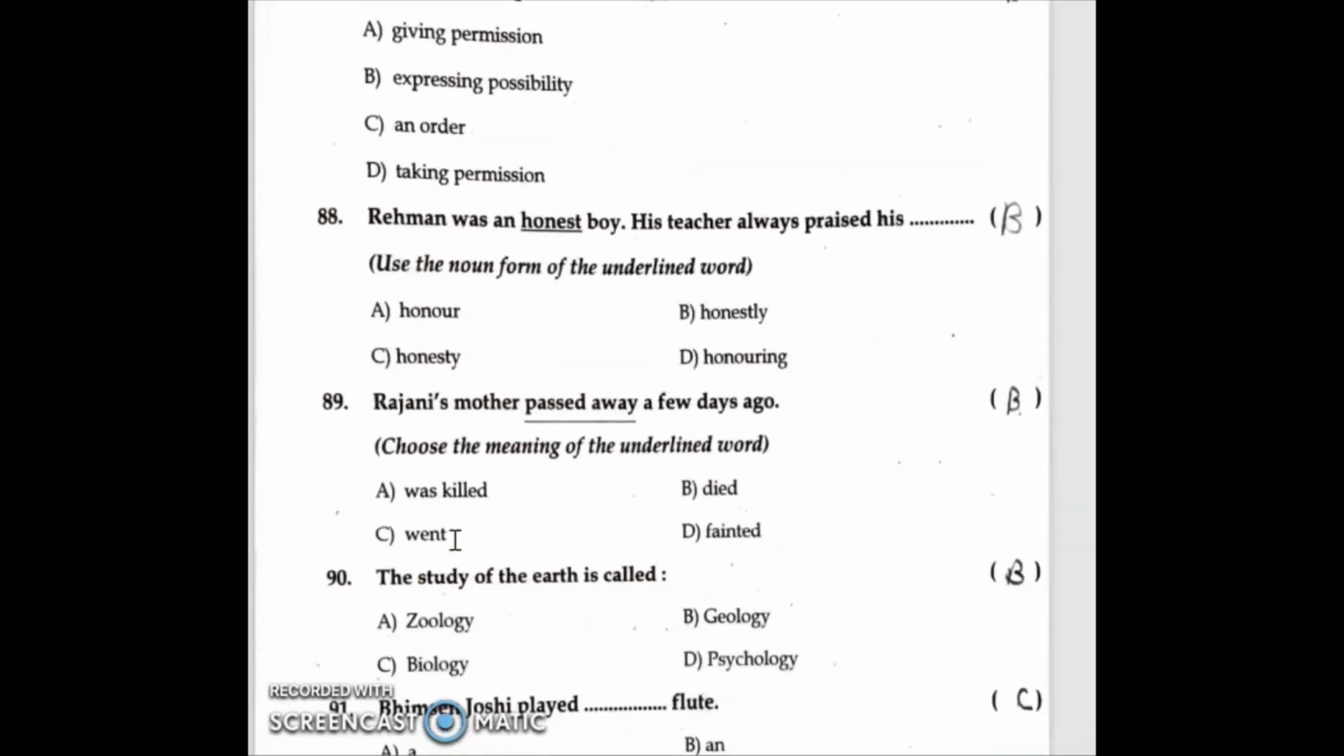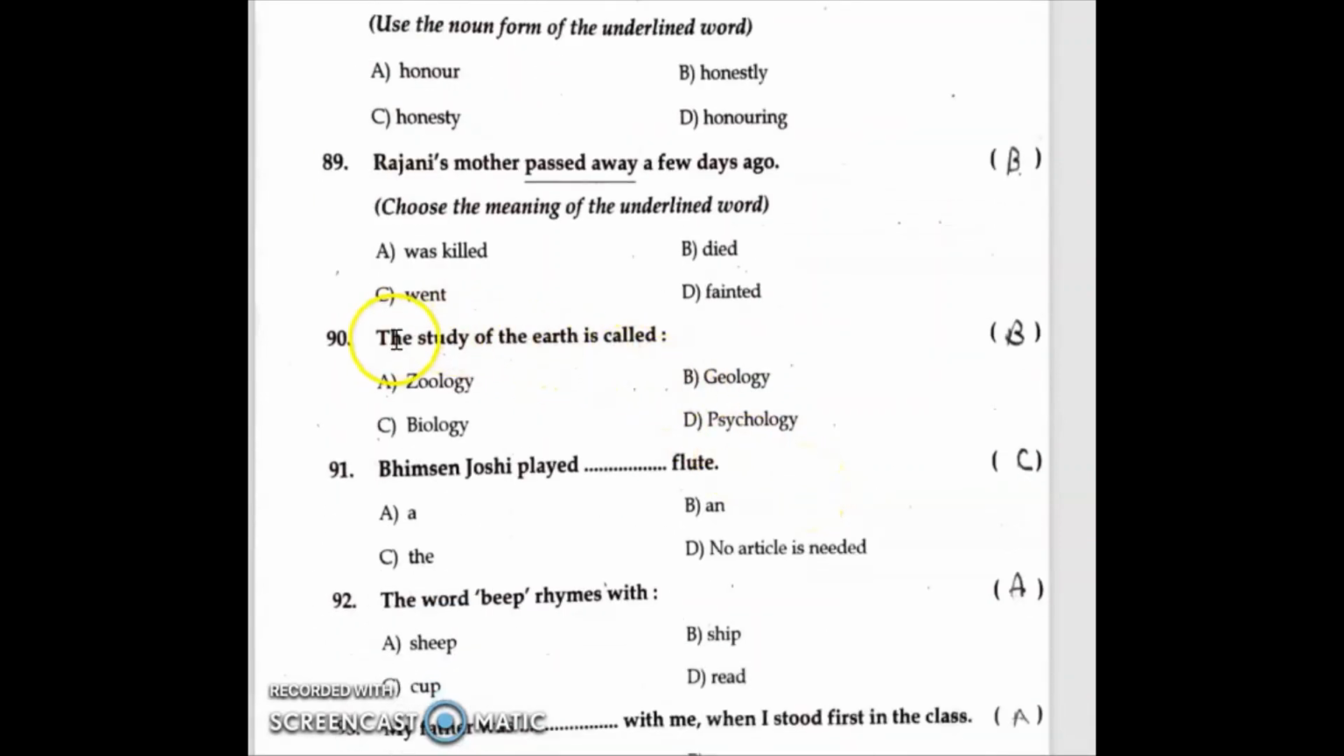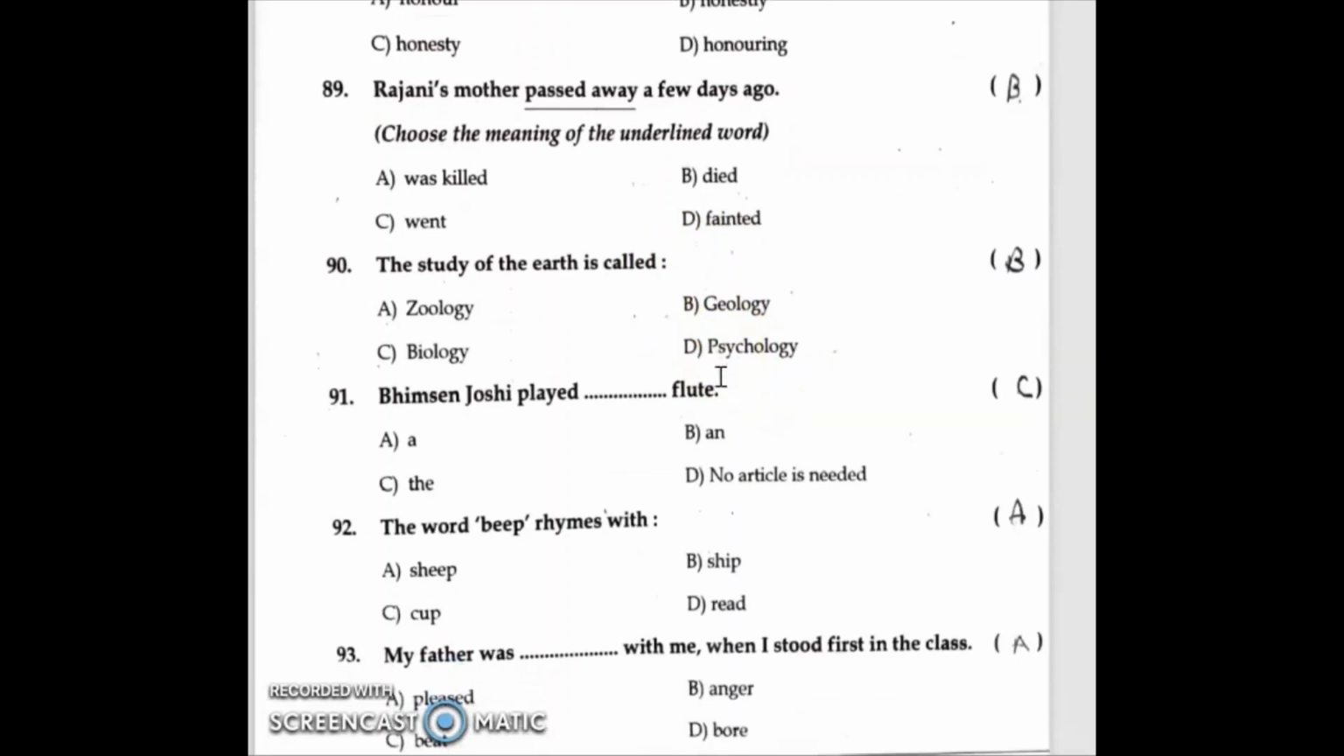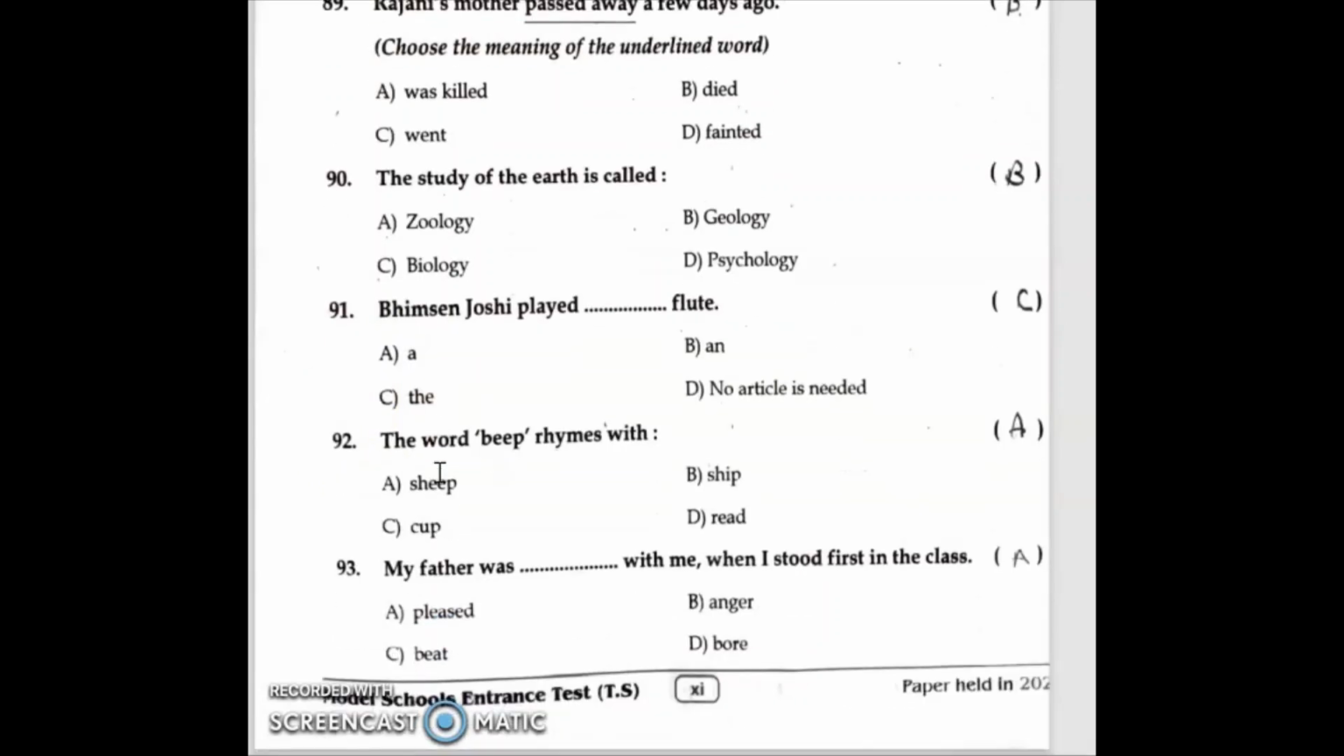Rajni's mother passed away a few years ago. What is the meaning of the underlined word? Here it is actually died. The study of earth is called geology. B is the correct answer. Bemin Joshi played a flute. A is the correct option here. The 92nd. The word beep rhymes with sheep. Sheep is the correct answer here.